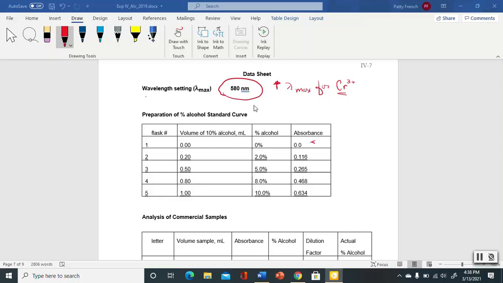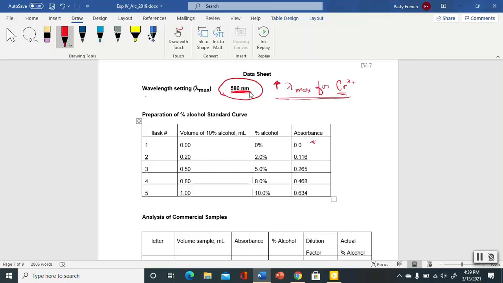Hi, so we're now going to process our data that we gathered using 5 different standard flasks that were filled with dichromate and acid and a lot of water and a small amount of alcohol, depending on which flask it was. Once we had reacted those, mixed them with water, and then measured them at 580 nanometers, we were able to figure out the relationship between the percent alcohol, or the concentration, versus absorbance.